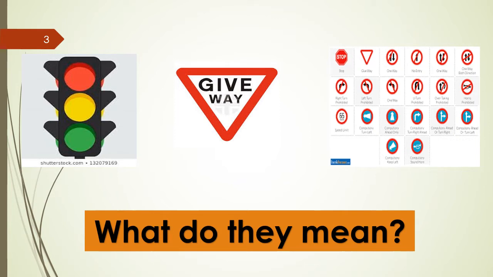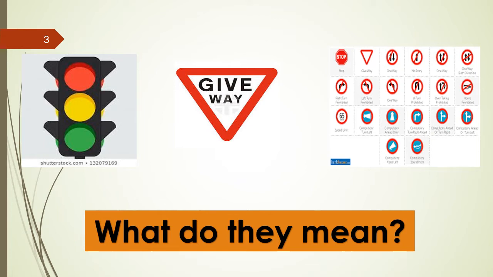What does this picture mean? Yes, it's a traffic light. You can see it in the street. If it is red, it means that the car should stop. If it is yellow, the car should get ready. And if it is green, the car should go.